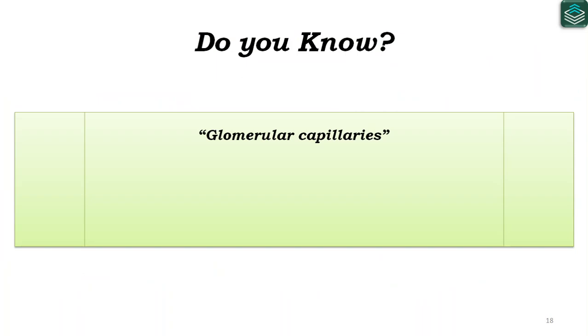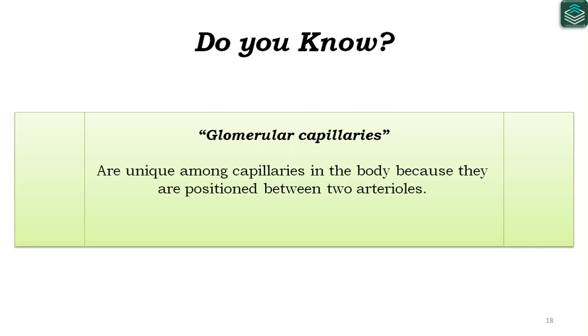One important point to note here is about the glomerular capillaries. They are unique among capillaries in the body because they are positioned between two arterioles, whereas other capillaries are between an arteriole and a venule.